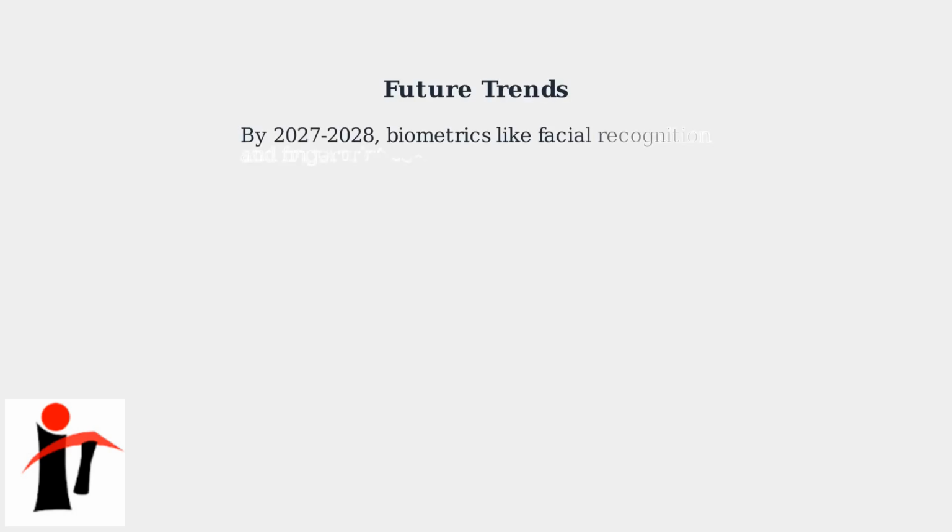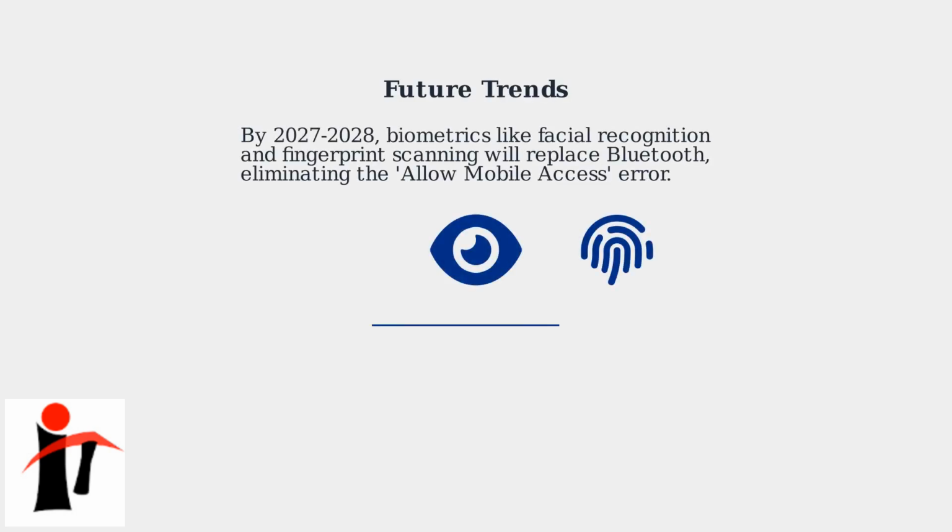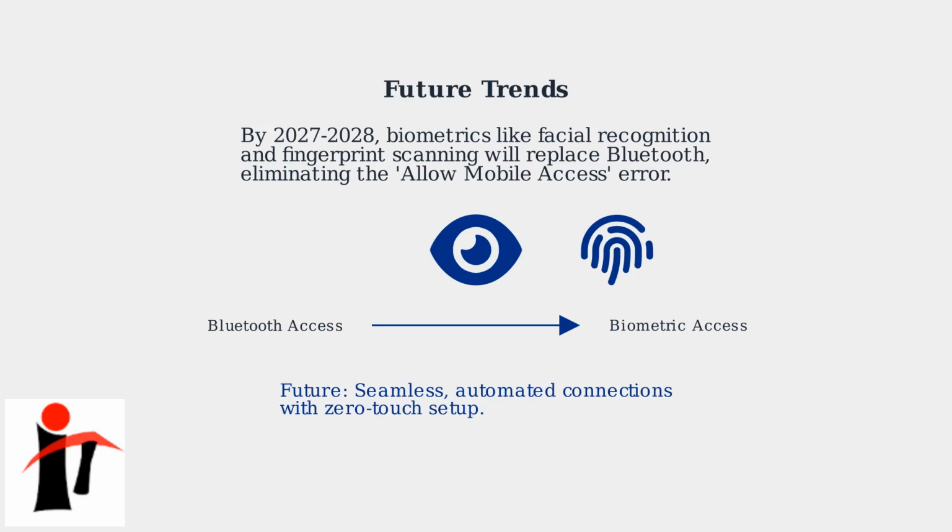Looking ahead, Tesla is moving toward biometric authentication methods. By 2027-2028, facial recognition and fingerprint scanning will likely replace traditional Bluetooth pairing, potentially eliminating the allow mobile access error entirely. This evolution points to more seamless, automated vehicle connections with zero-touch setup.